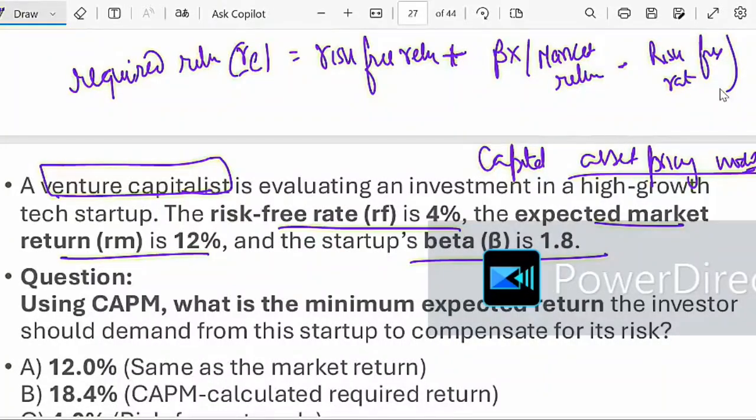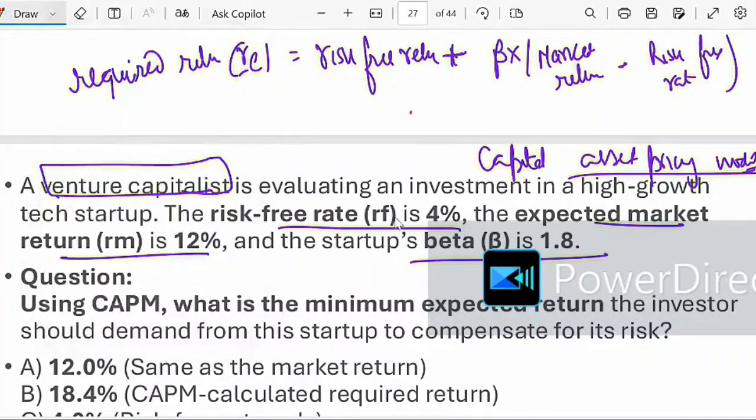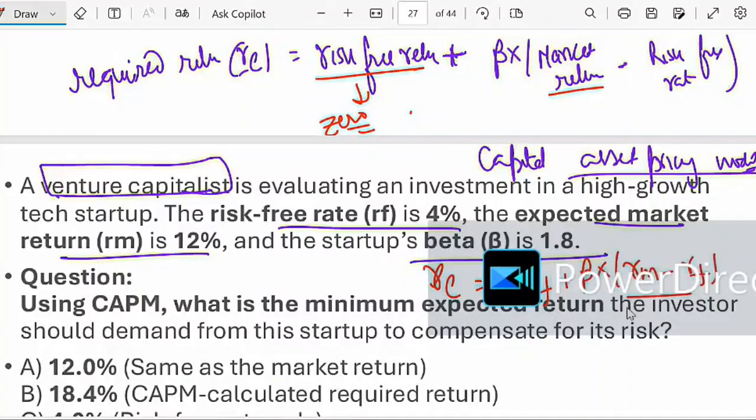Now in this case, what is the meaning of risk-free return? Risk-free return means what you earn with zero risk. There are some investments where risk is zero, like a government bond, right? That is the risk-free rate. And what is the market return? In short, we can also write it like this: RE is equal to RF plus beta multiplied by RM minus RF. So this is the formula.